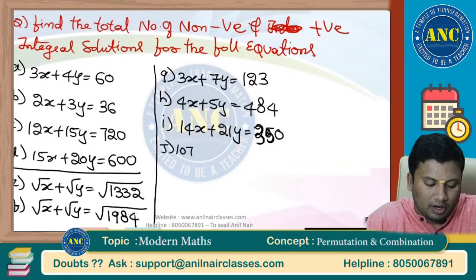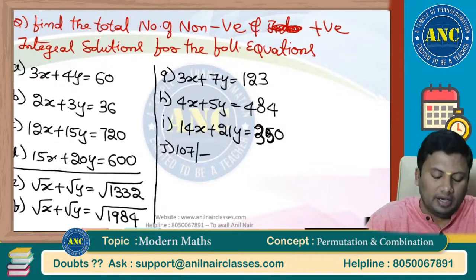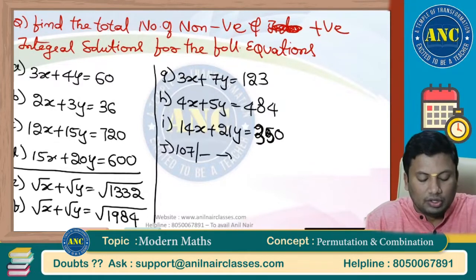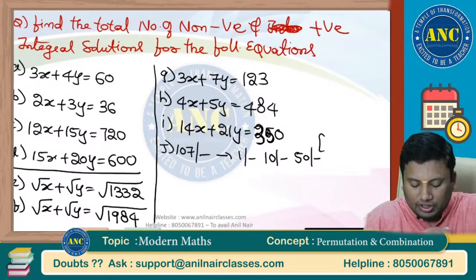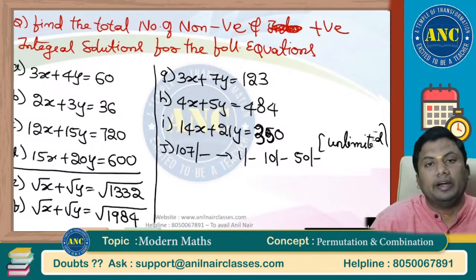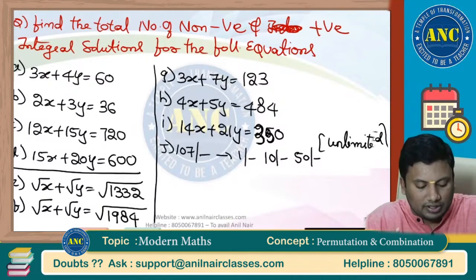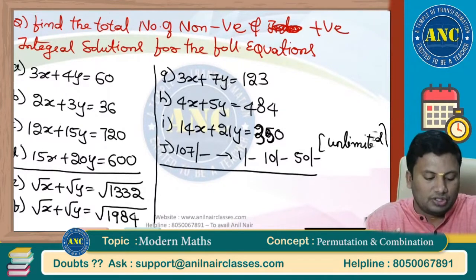J. In how many ways can I give 107 rupees using 1 rupee, 10 rupees and 50 rupees? I can use an unlimited number of currency notes in the form of 1 rupee, 10 rupees and 50 rupees. Put a slash.